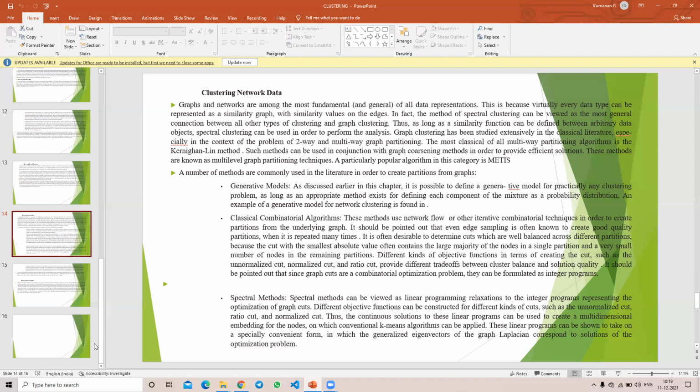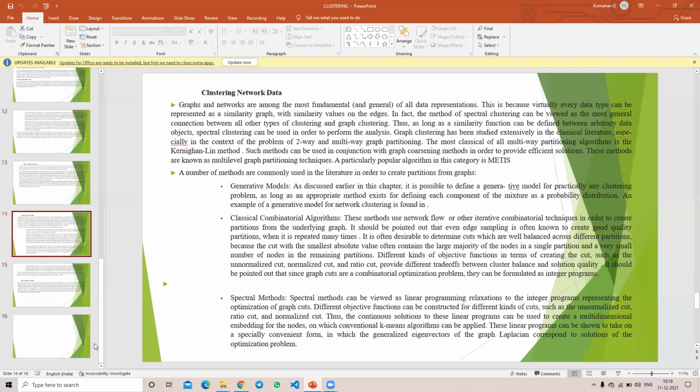A number of methods are commonly used in the literature in order to create a partition from a graph.